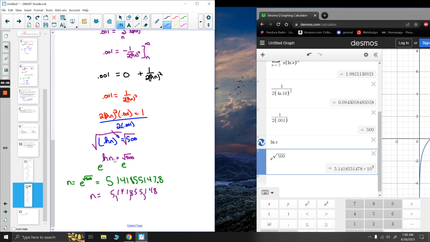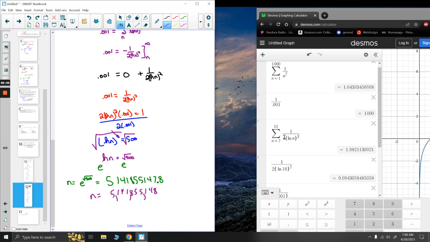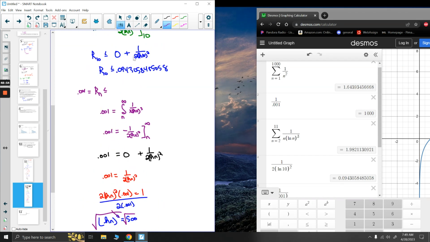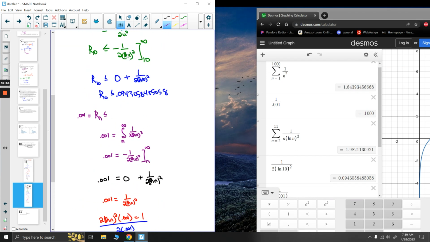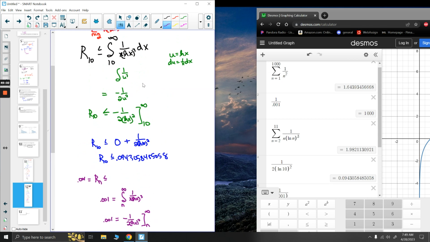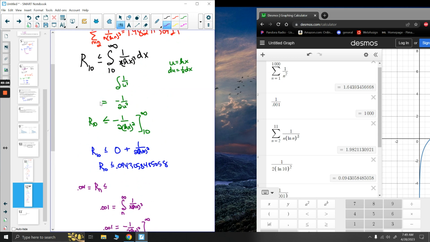But again, it's something that you could do if you want it to be more accurate. And the reason why it's so huge is because this natural log, these numbers don't get very big very quickly. And so you need really big numbers to make any kind of serious change to this thing. That's honestly the whole reason why.